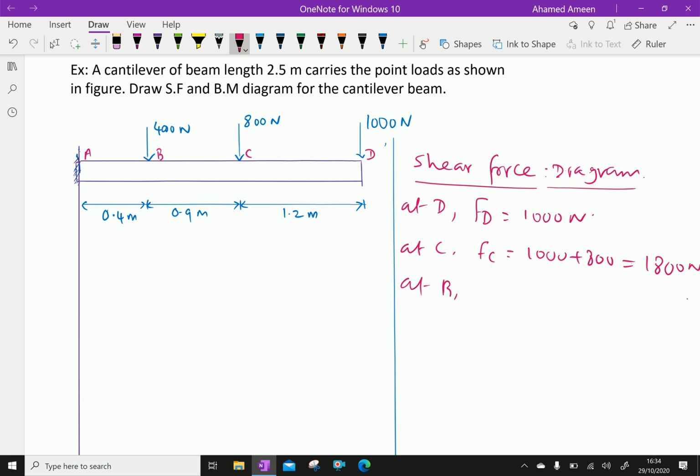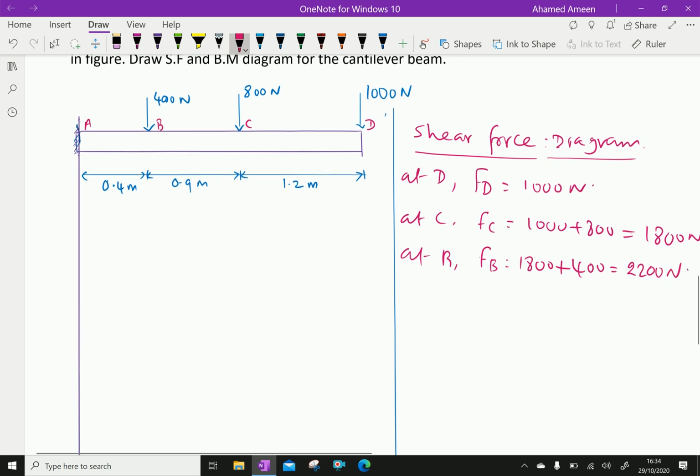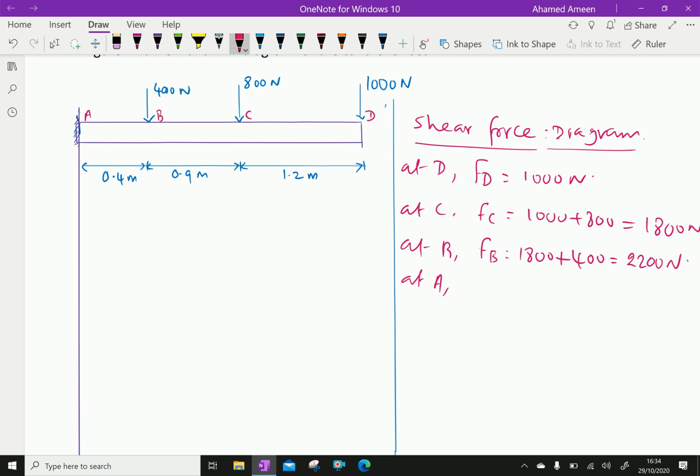At B, the shear force is 1800 plus 400, equal to 2200 Newton. At A, shear force FA is the same, 2200 Newton. There is no load at point A, therefore the shear force is the same as here. Now let us draw the shear force diagram for this information.